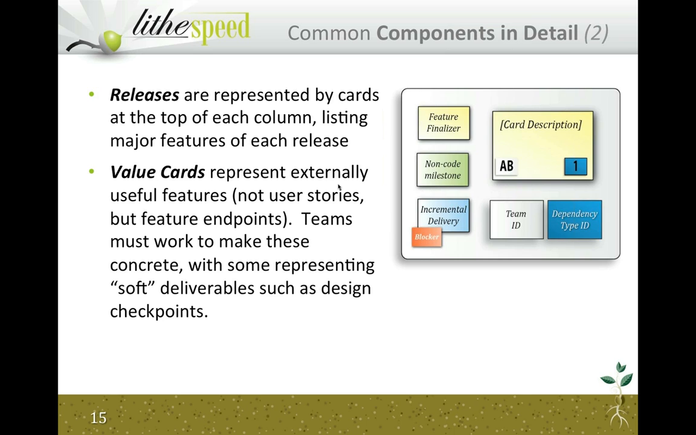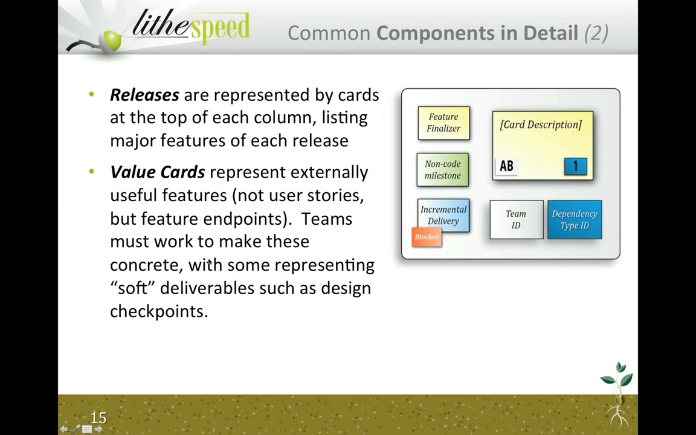There's an example of a card there, and you notice it has a couple of stickers in the bottom left and bottom right respectively. These represent the team that would be dealing with that particular card. You see the AB there, that would be an acronym for the team. And you see perhaps some sort of tagging system to denote specific types of dependencies. Obviously that one would have a legend somewhere that described what type of dependency it was in particular.